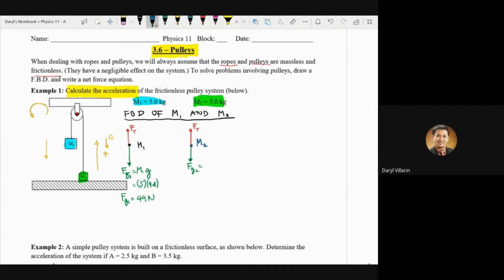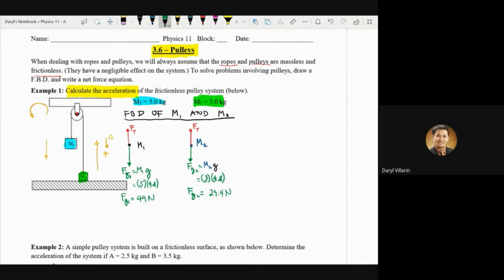And this is just equivalent to the value of the mass of the second object multiplied by 9.8, or g. So if I'm going to solve for that, that would be 3 times 9.8. So Fg2 is equal to, again, I'm just going to get the magnitude of this, 29.4 newtons. Okay.